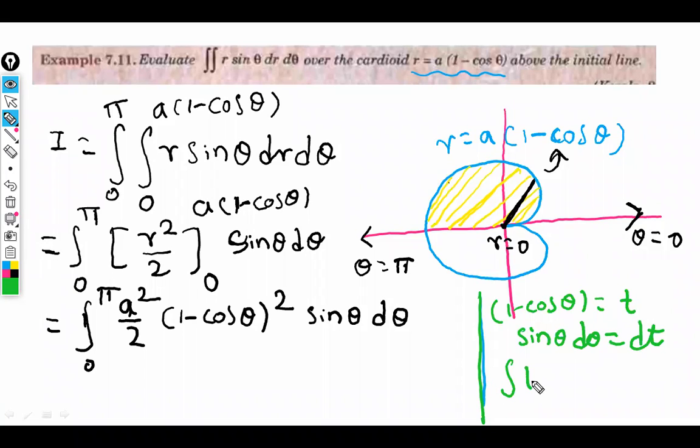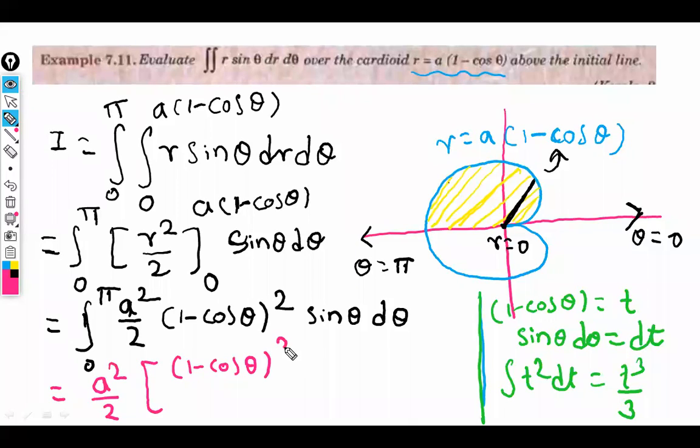So this becomes integration t square dt. Then a square by 2 is there. Integration of t square is t cube by 3. So a square by 2 is a constant as it is, and the integration is t cube by 3. T cube means (1 minus cos theta) bracket cube by 3, and the limit is 0 to pi. Otherwise, if you write t this side, you should find the new limits for t, or you can do it this way only.